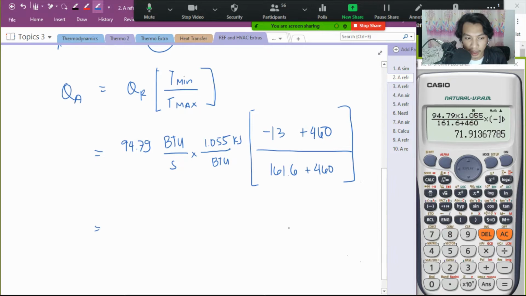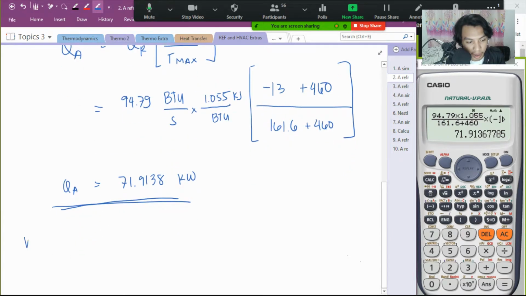So, 71. That is QA. 71.9138 kilowatts. Yan ba hinahanap dyan? Paano kung hinahanap naman yung work net? The work net, QR minus QA. O, di, ganito lang yan.